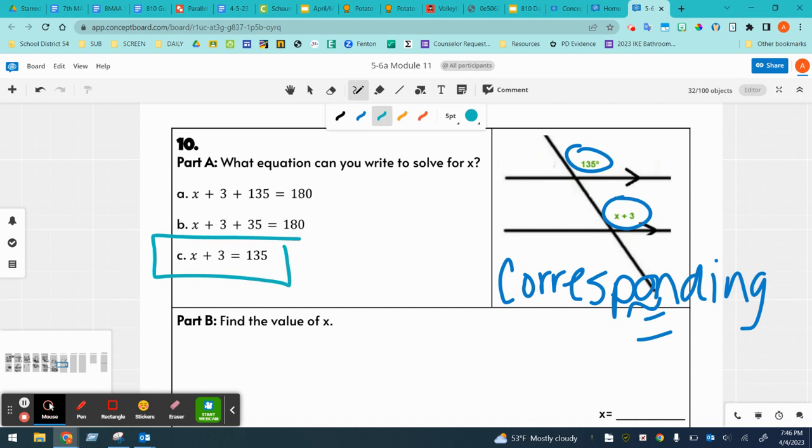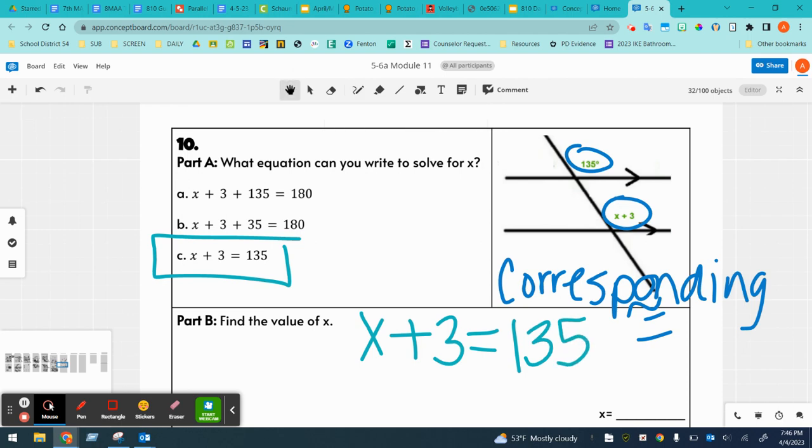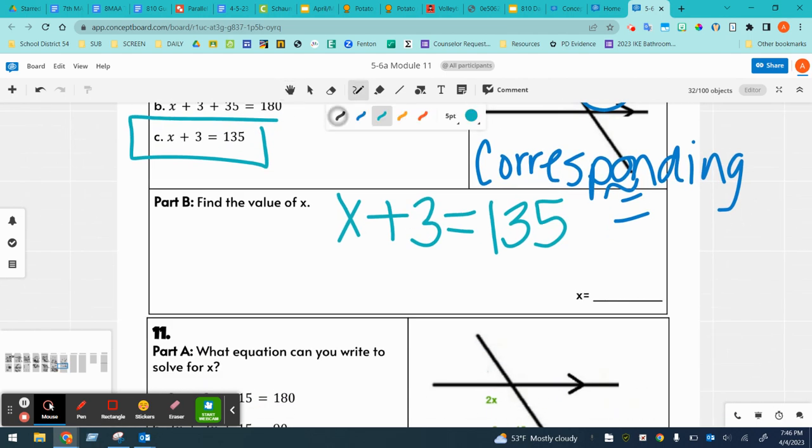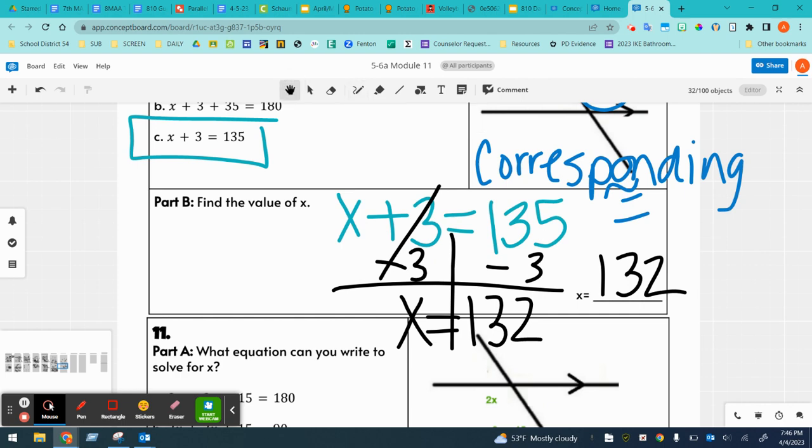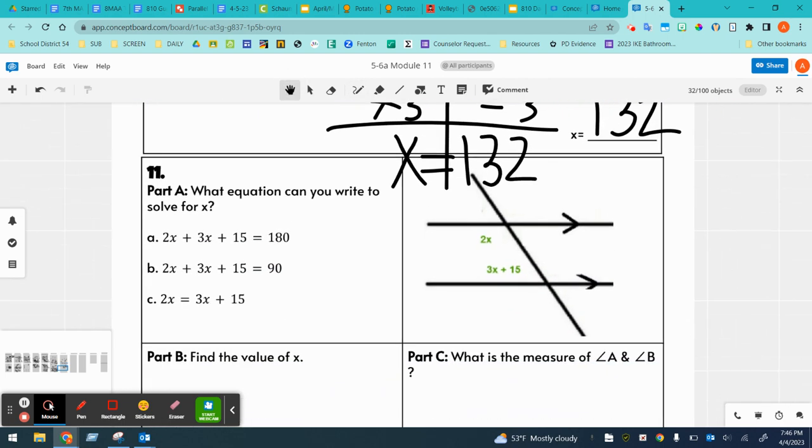Now part B says find the value of x. So we know, just like we did on Monday, we are going to rewrite our equation and solve for x. Solving for x, one simple step on this one. All we have to do is do the opposite of adding, which is subtracting. And we see that x is going to equal 132. So fill in 132 for what x must equal. Very nice. We got one more here to go before we start our quiz.